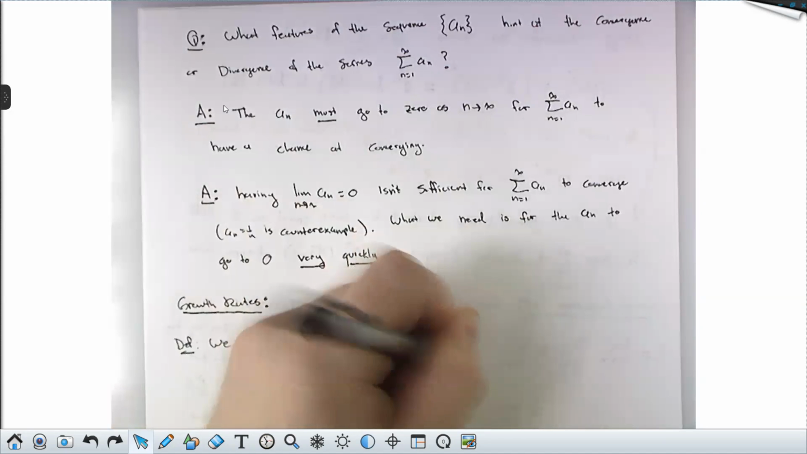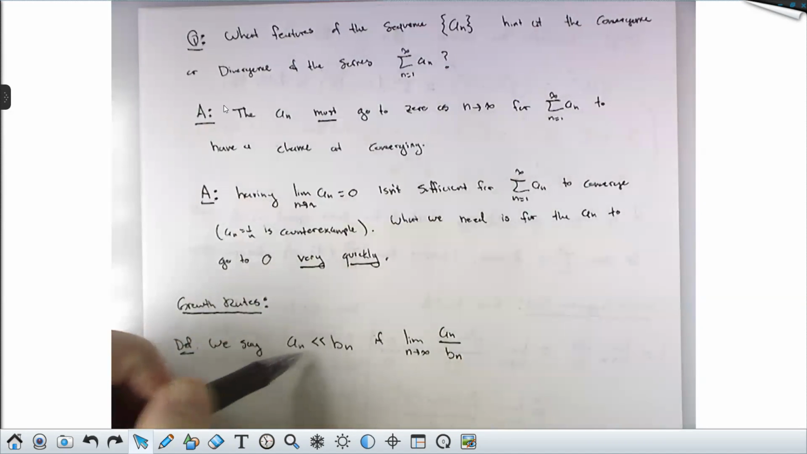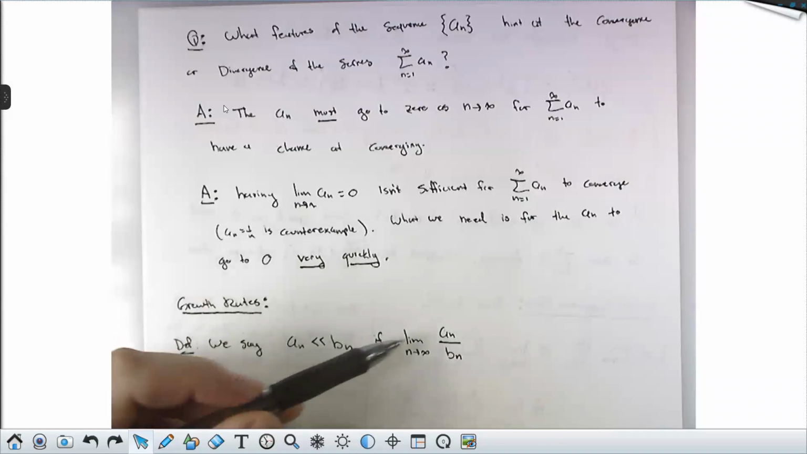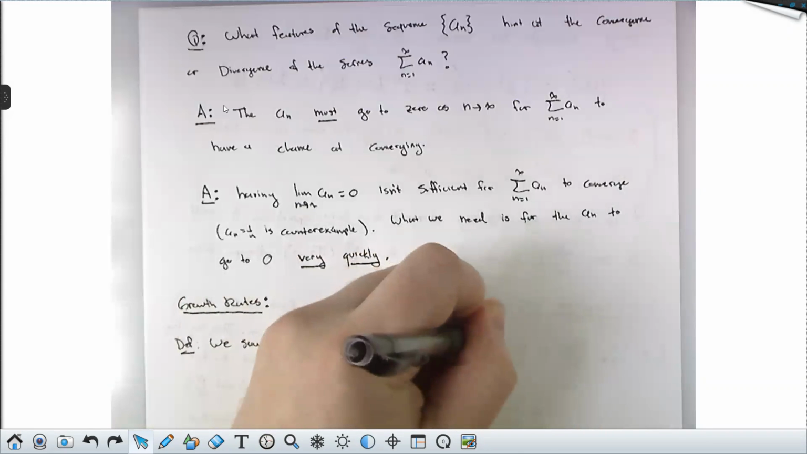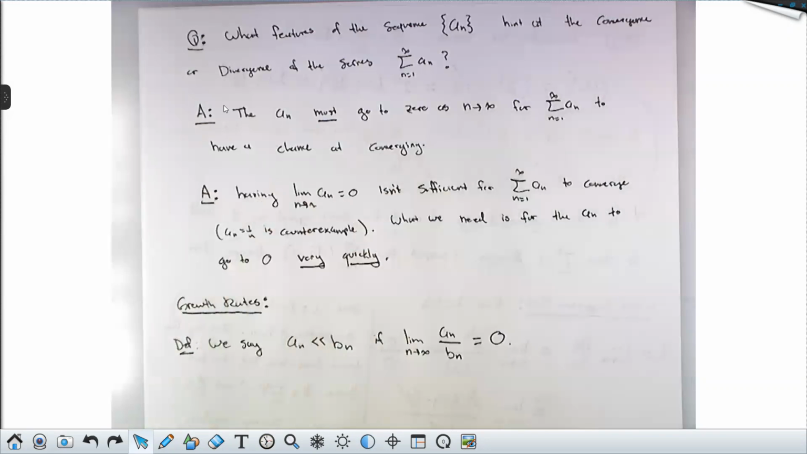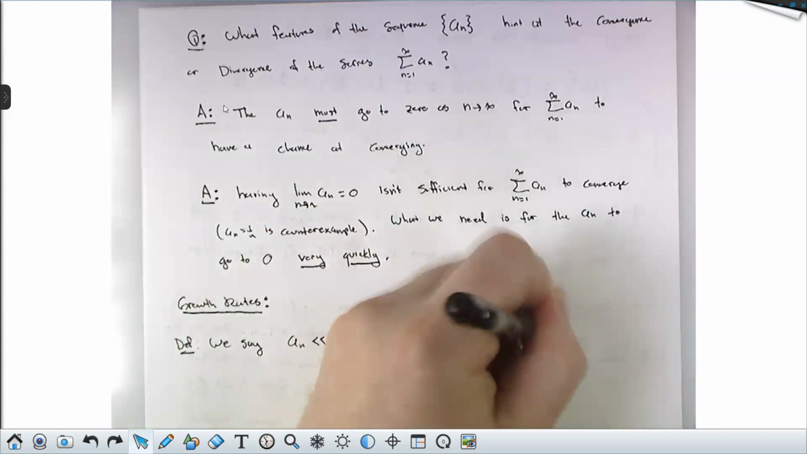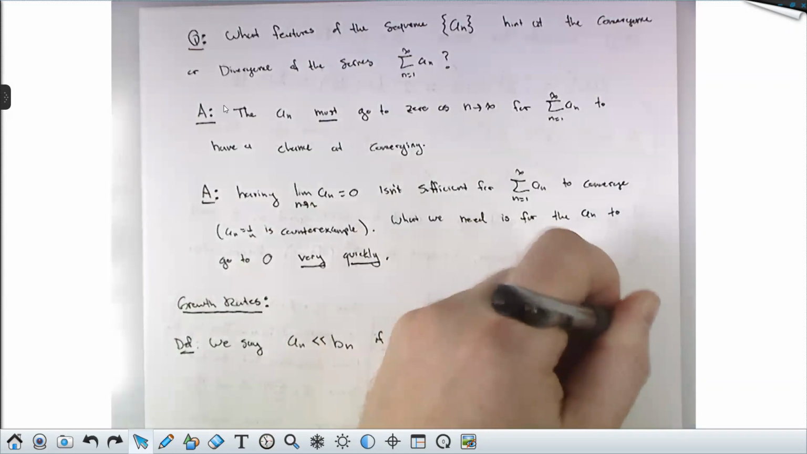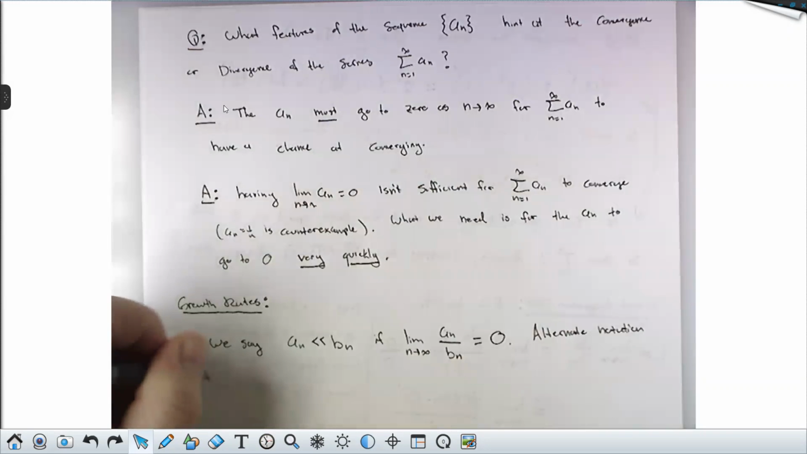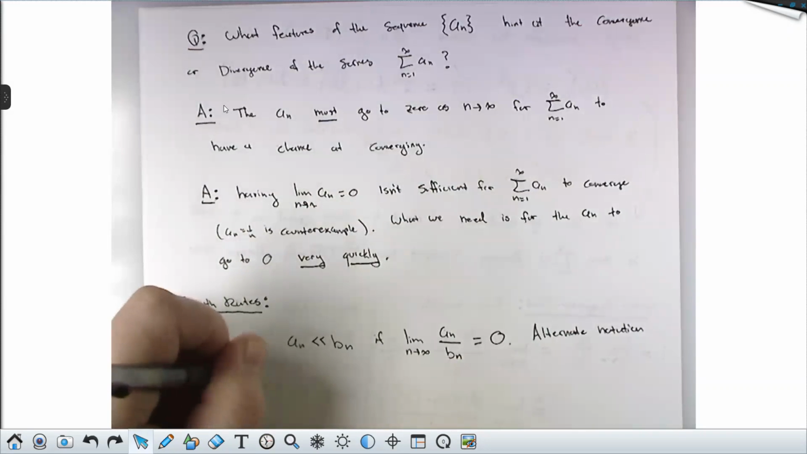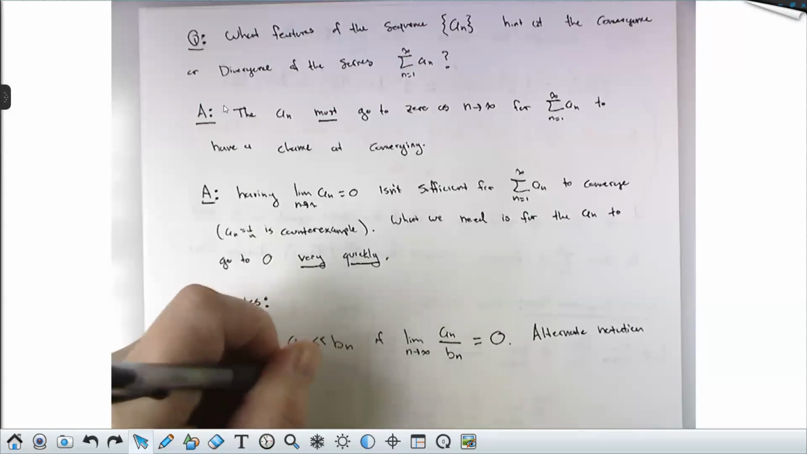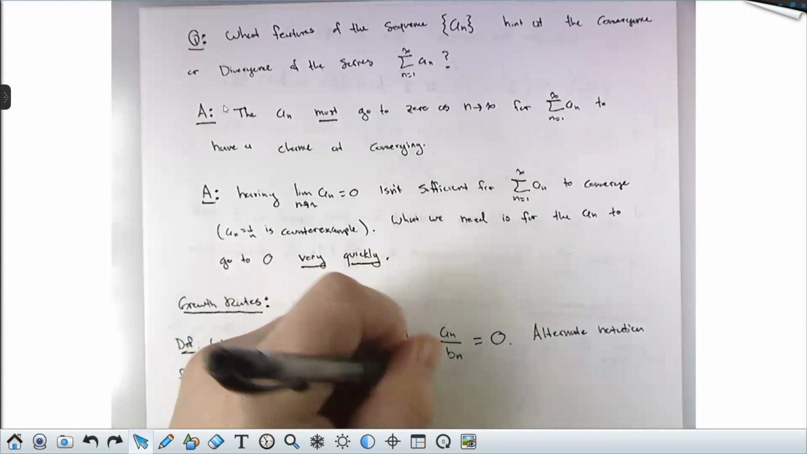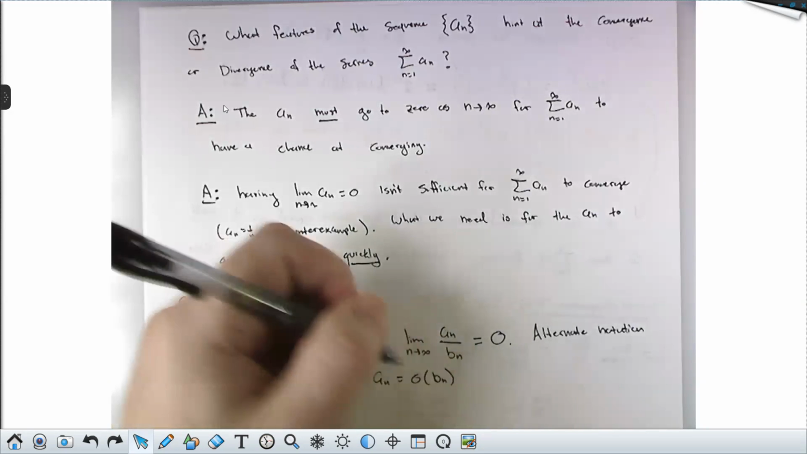a_n over b_n. Think about what this should mean intuitively. It should mean that the a_n are a lot smaller than the b_n. Well, if a_n is a lot smaller than the b_n, then a_n over b_n, that ratio should be very, very small. And in the limit, we get zero. An alternate notation, which is used heavily in computer science, is we say a_n is equal to little o of b_n.